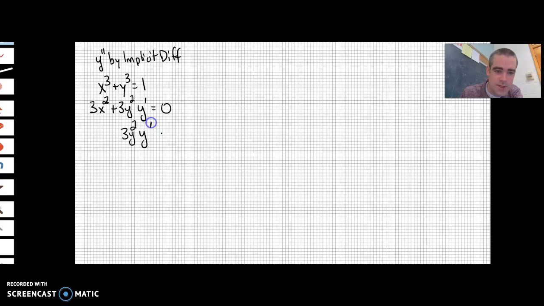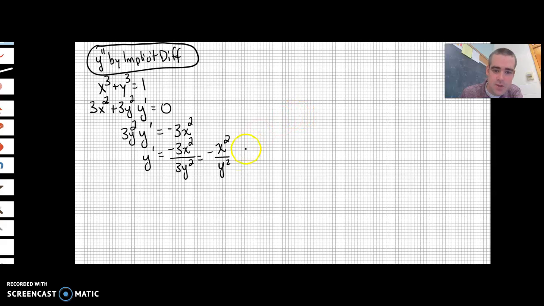So the 3y squared times y prime is equal to negative 3x squared, and y prime is equal to negative 3x squared over 3y squared, or negative x squared over y squared. But the problem is asking us to get y double prime, isn't it? So let's go ahead and find y double prime.